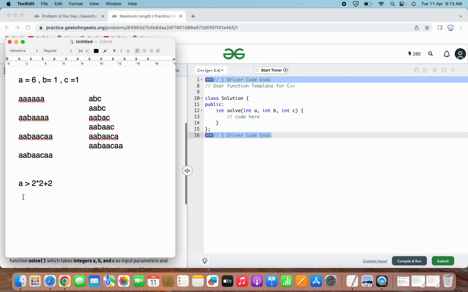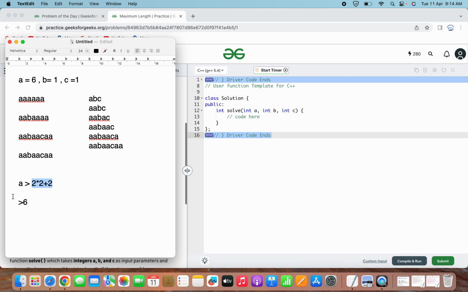Here we can see that the limit is 6, and the count is not greater than 6. Since this condition is not true, the string formation is possible. But if it becomes 7, then we have to return -1, saying that this is not possible. So as long as the maximum occurrence of any character is less than or equal to 2 into 2 plus 2 in this case, that means the occurrences of the other two characters, times 2, plus 2, it is possible.